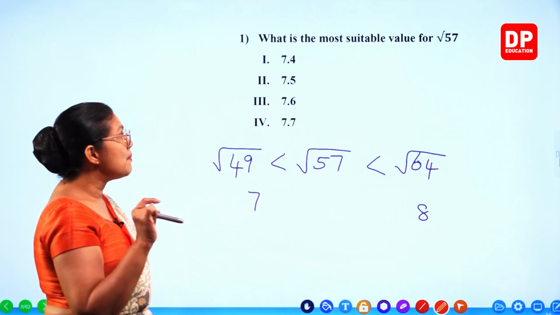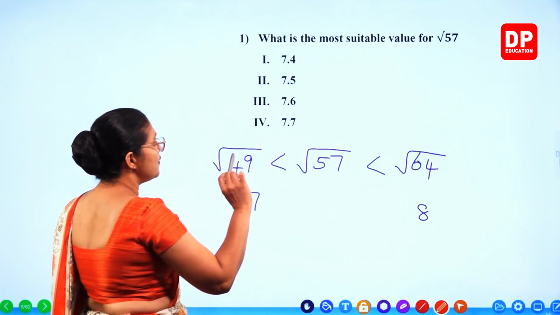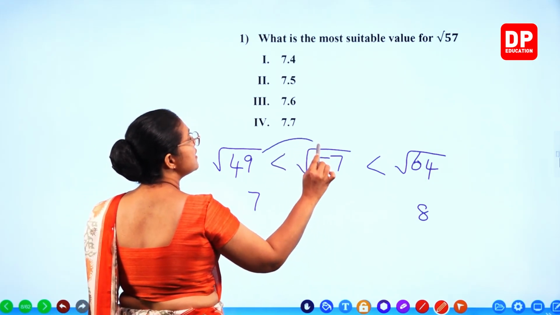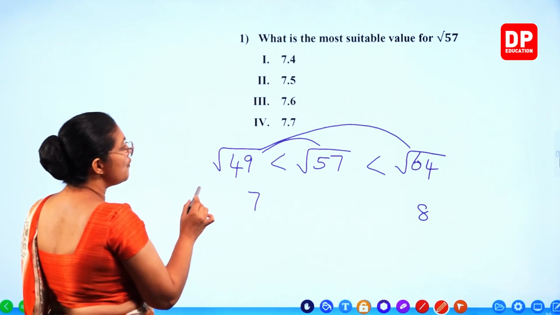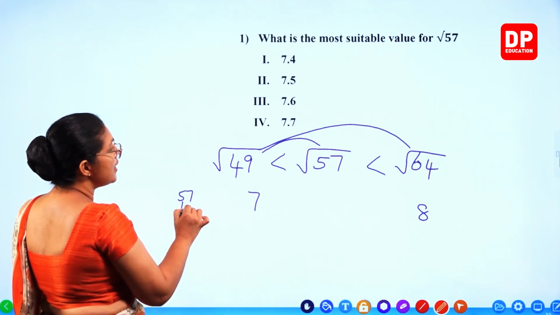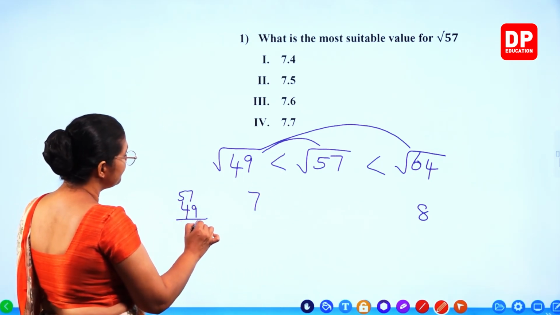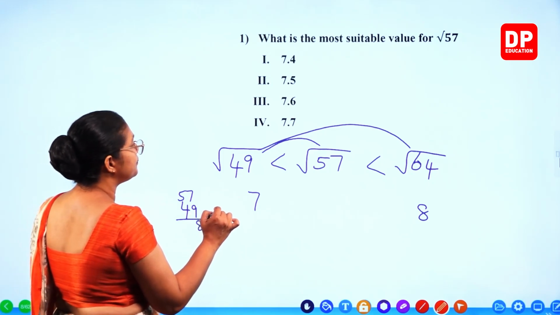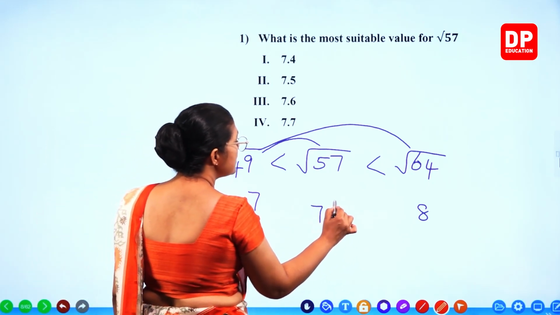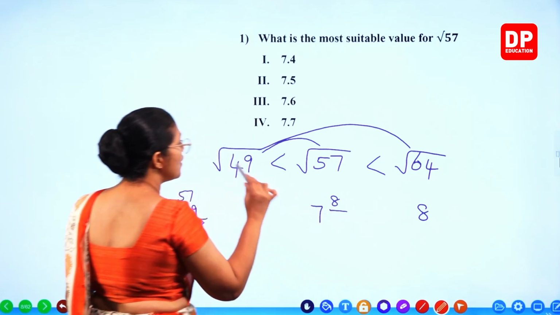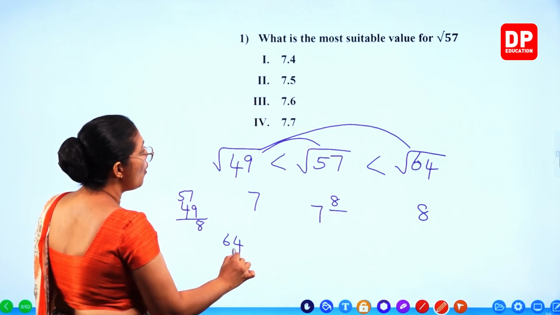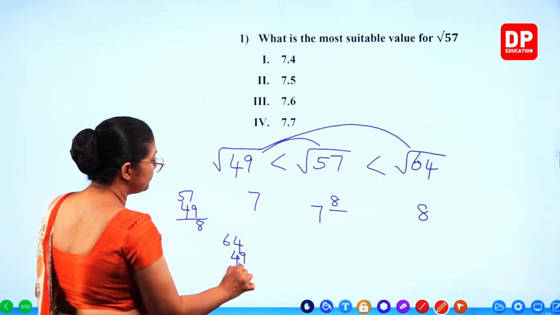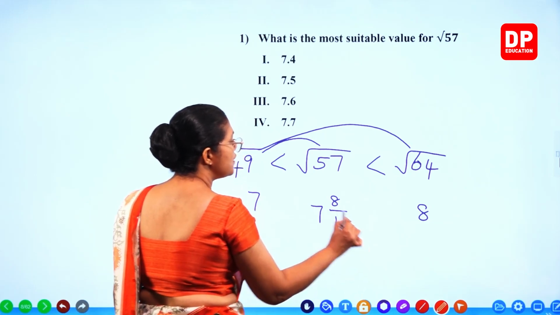How do we find out the decimal value? This is the easiest way to find it. Take the difference between these 2 and these 2. So 57 minus 49, 8. So you get the fraction 8 over, what is the difference between these 2, 64 and 49? 15. So 8 over 15.